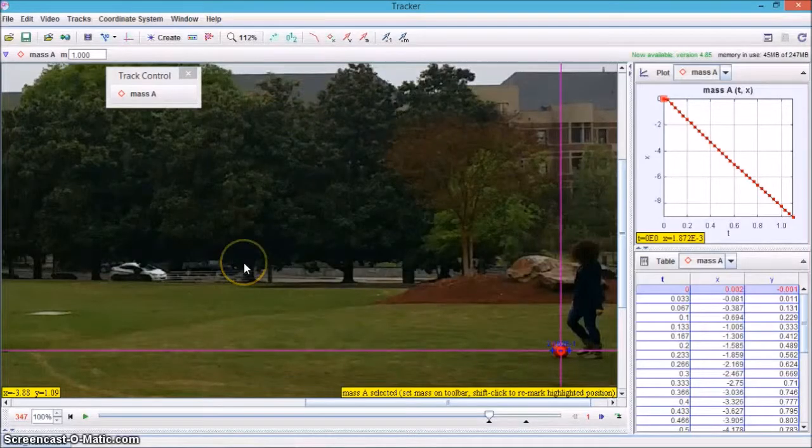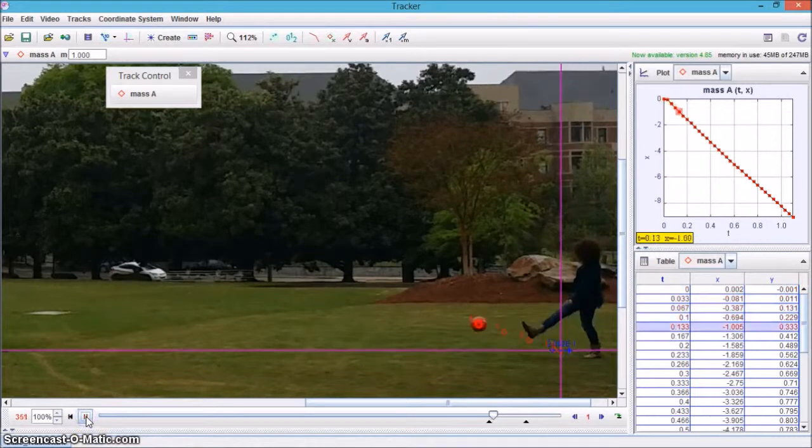I analyzed the video in Tracker and placed the origin of my axes at the center of the ball, with the negative x-axis pointing to the left and the positive y-axis pointing upwards. I set my calibration stick equal to 0.2062 meters, which is the diameter of a soccer ball, which I measured beforehand. And here is the video of the motion.